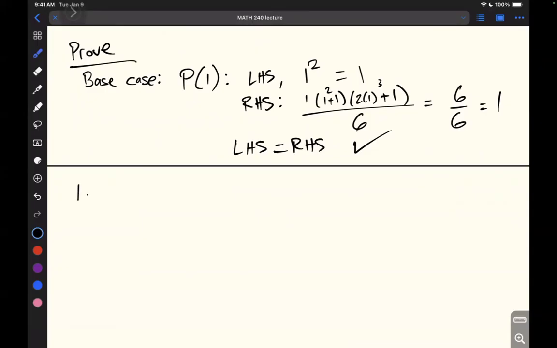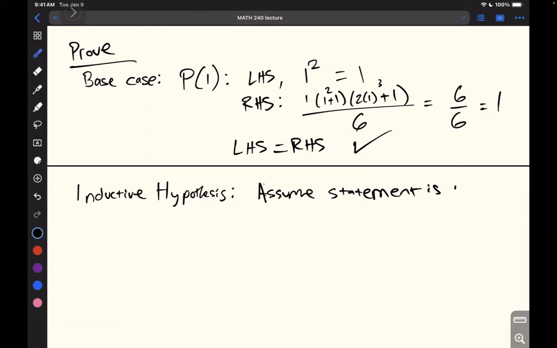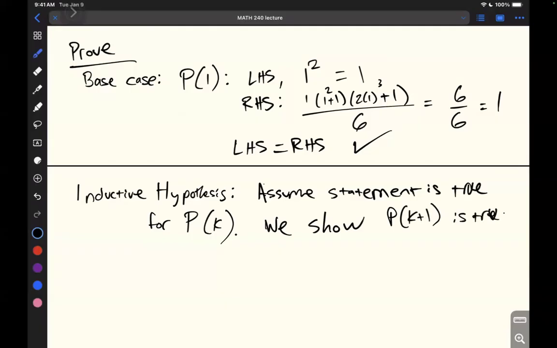Now, we'll do the inductive hypothesis. We're going to assume the statement is true for P of K. So we're going to choose some number later on down the ladder for which this is true. We'll call that number K. We show P of K plus 1 is true.